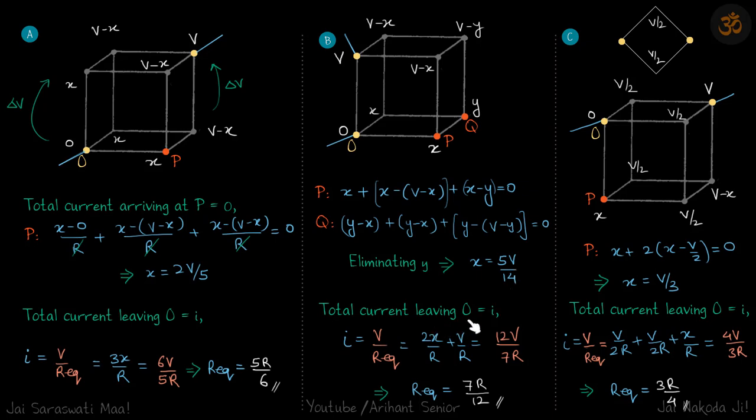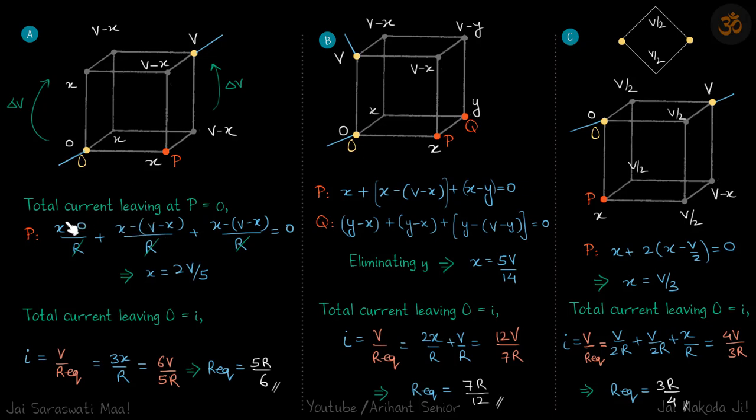So total current leaving O, okay, actually, when we are writing this, it is the total current leaving these points. So my mistake, this is total current leaving point P. The equation is going to be the same. If we write the current arriving, then we have to write 0 minus x by r plus v minus x by r plus v minus x by r. But we are writing from x minus 0 by r and so forth. So that is the current leaving this junction. So total current leaving this junction should be 0.